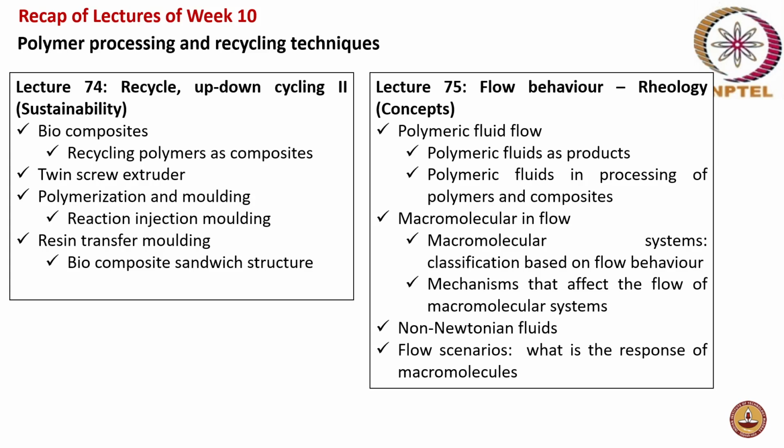So here there was a discussion on reaction injection molding, and then a discussion on resin transfer molding as well. Here a biocomposite of sandwich structure, a soy based system, was discussed in combination with natural fibers like jute, and agricultural waste with growing mycelia. This agricultural waste with mycelia forms the core, the natural fibers like jute or cellulose form the fiber skin, and the soy based system forms the resin.